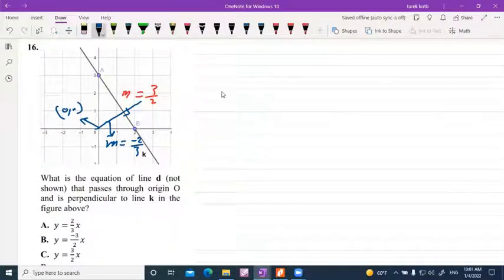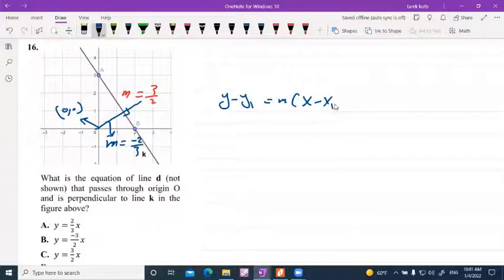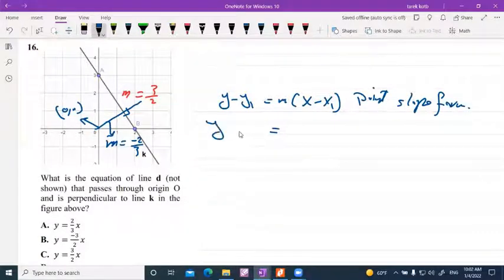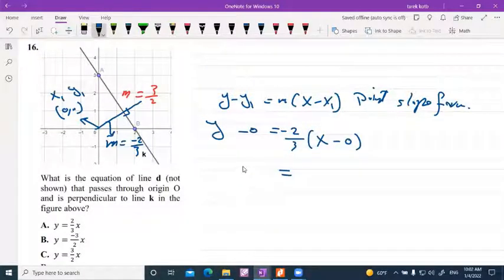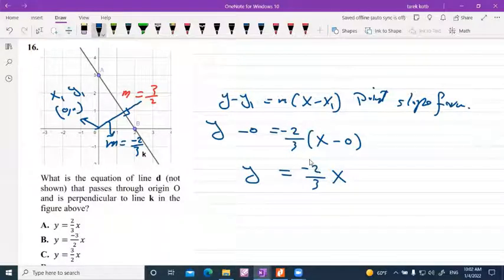Since it passes through the origin, you have a point and a slope, so you can use the point slope form to get the equation of this line. It will be y minus y1 equals m times x minus x1. This is point slope form. Keep the y. The y1 is 0, this is y1, this is x1, and the m is -2 over 3, and x minus x1, where x1 is 0. Simplify, it will be y equals -2 over 3 x only. Okay, this is number 16.